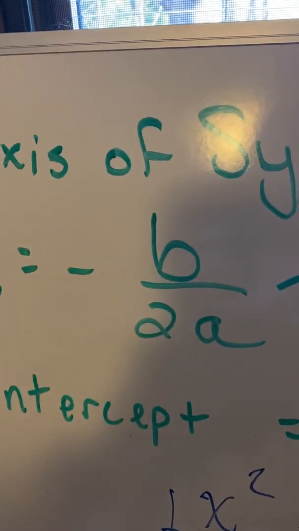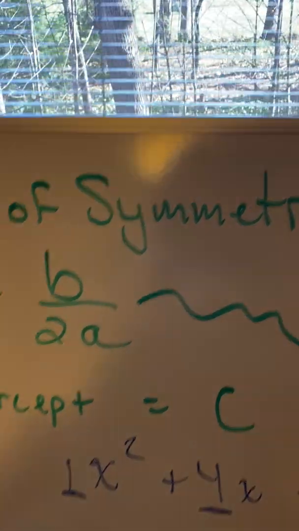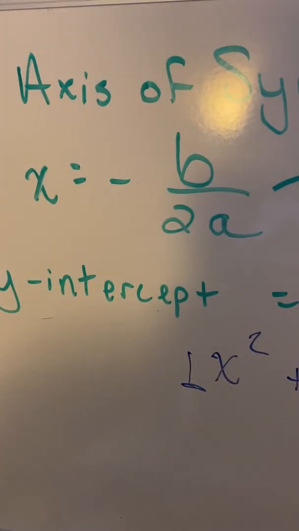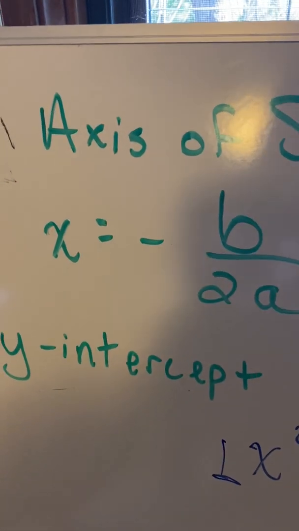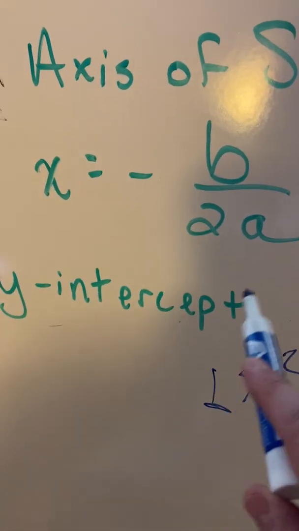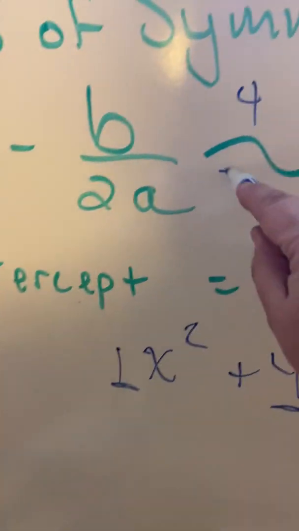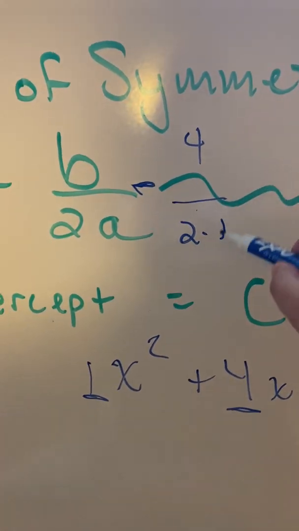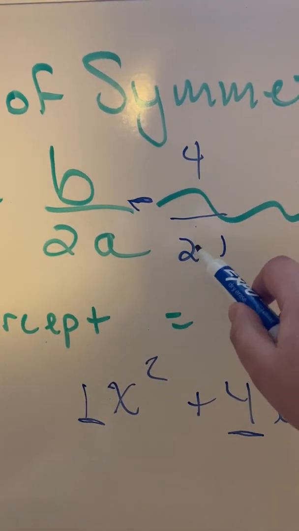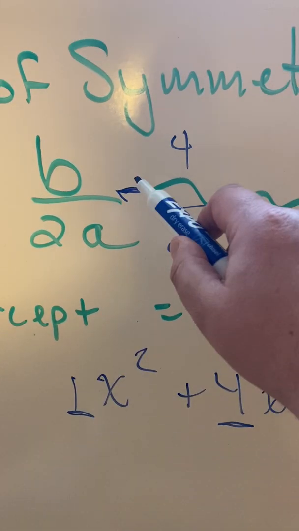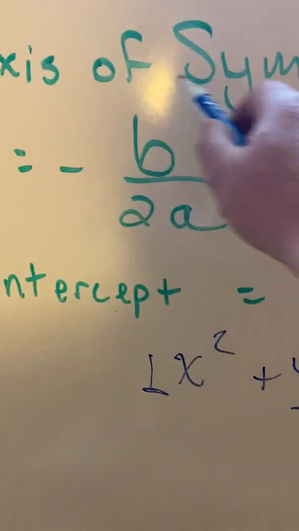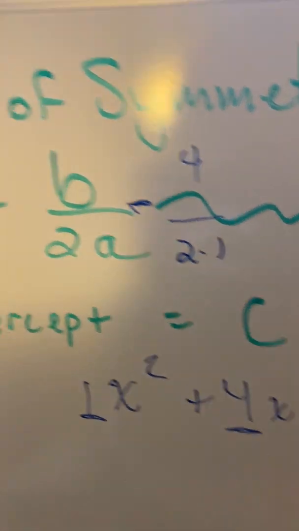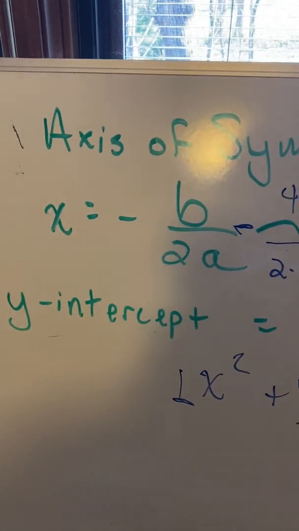So if I'm going to find the axis of symmetry, I'm going to take b, which is 4, over 2 times a. 2 times 1. But it's a negative, whatever it is. So 4 divided by 2 is 2, but it's negative. So my axis of symmetry is negative 2. That's my axis of symmetry.